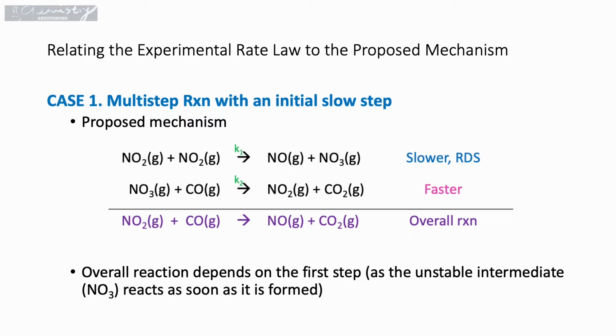So first thing is we have the rate determined step as the first step. This means that our overall reaction is going to depend on the first step because the first step is the rate determined step, and that also means that the intermediate is being reacted as soon as it is formed. So this is the rate determined step, and this is what we are going to be focusing on.